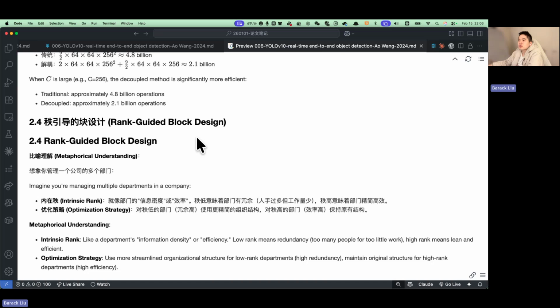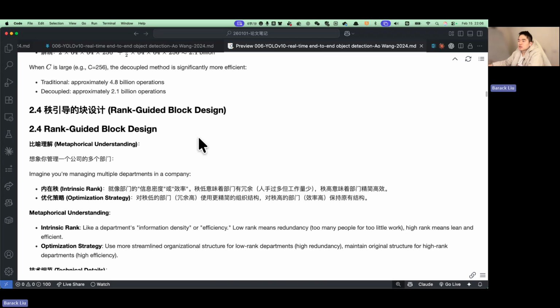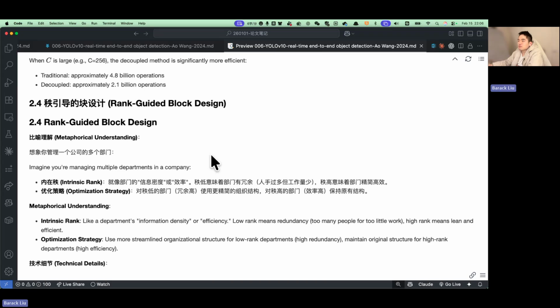Terminology 4, rank-gated block design. Imagine you are managing multiple departments in a company. Intrinsic rank is like a department's information density or efficiency. Low rank means redundancy, too many people for too little work.